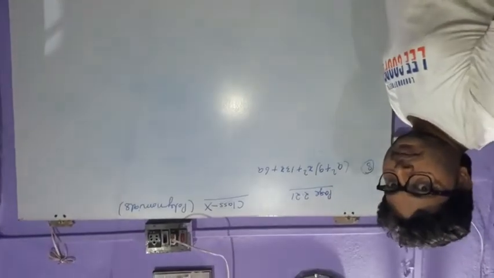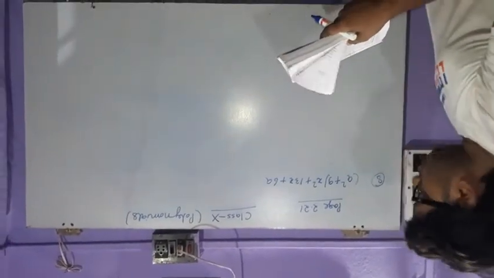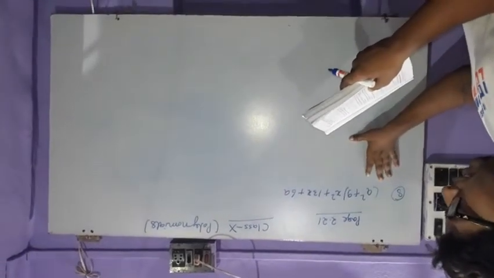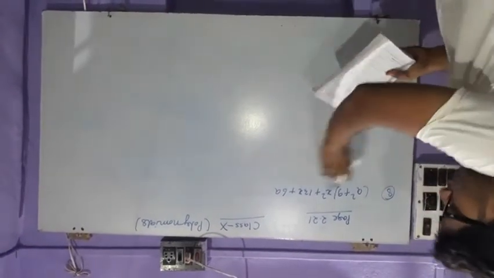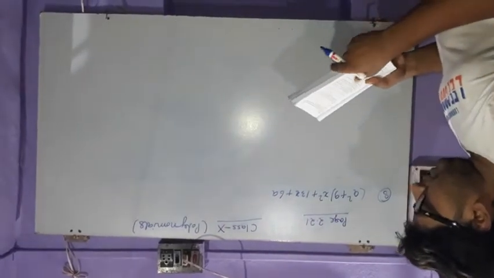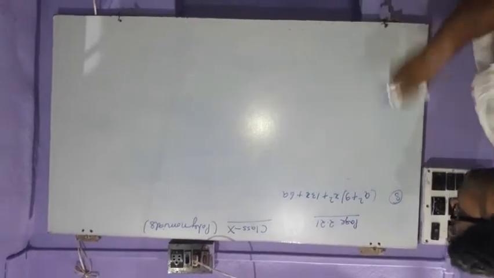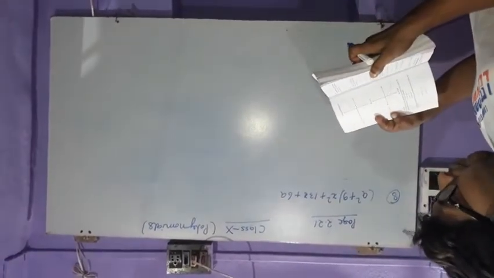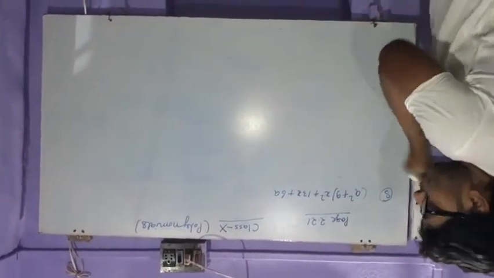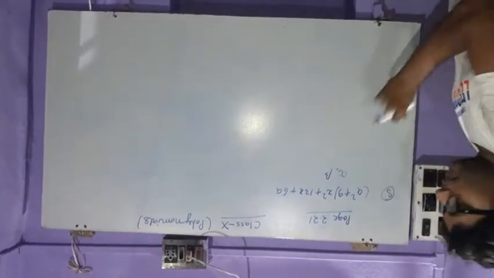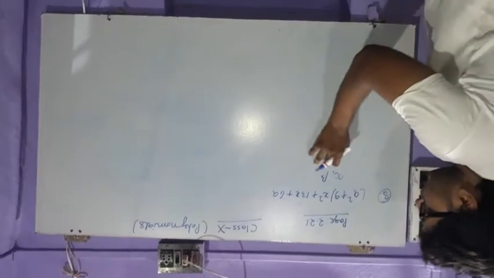Okay students, so you have understood question number 7. Now the question number is 8. What is it telling? If one zero of the polynomial of this equation is reciprocal to the other, find the value of a. In a quadratic equation there are two zeros, alpha and beta.